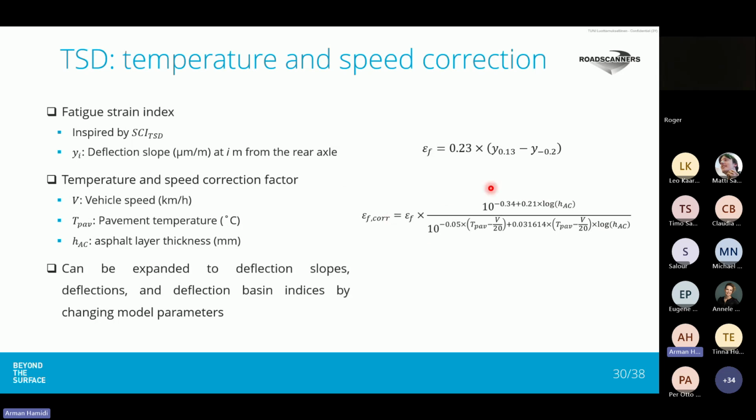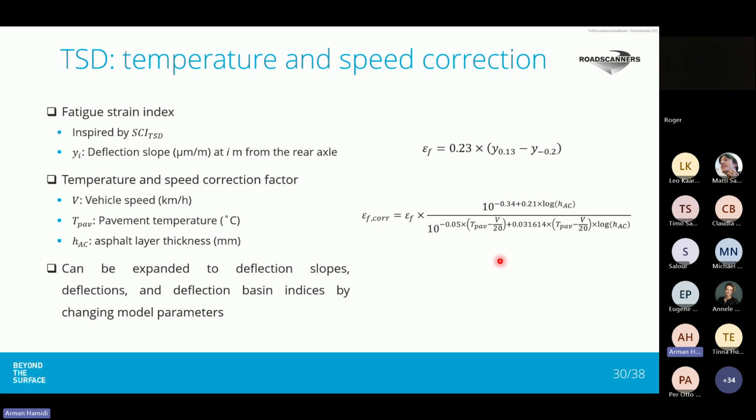So the shape is almost similar to the FWD temperature correction, but with an important difference that a speed component has been added here. And the reason for adding this component is that based on literature, it is believed that a 1 degree centigrade increase in temperature has the same effect on TSD responses as a 20 kilometers per hour decrease in speed. So for this reason, we used this component to incorporate both temperature and speed effect.